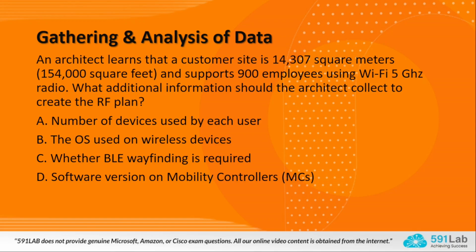Option C, whether BLE wayfinding is required. BLE wayfinding uses Bluetooth that works in 2.4 gigahertz and does not affect the RF plan of Wi-Fi that is going to operate in 5 gigahertz. So this is not correct. Option D, software version on mobility controllers. The firmware version of the mobility controllers has no impact on the RF plan of Wi-Fi. All firmware versions of mobility controllers support both 2.4 GHz and 5 GHz bands. So this is not correct. The correct answer is option A.